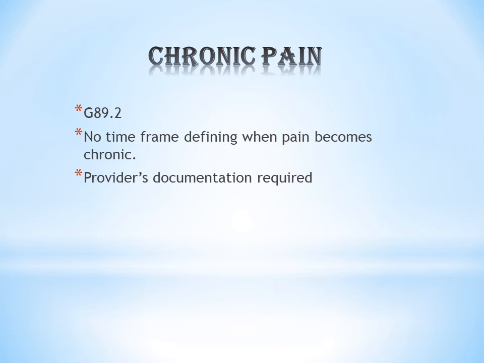There is no time frame defining when a patient becomes chronic. Even though the pain is an old pain, you cannot take it as chronic and G89.2 should not be coded. It should be mentioned that the pain is chronic pain. Then only you can code G89.2. That is, the provider's documentation is required.